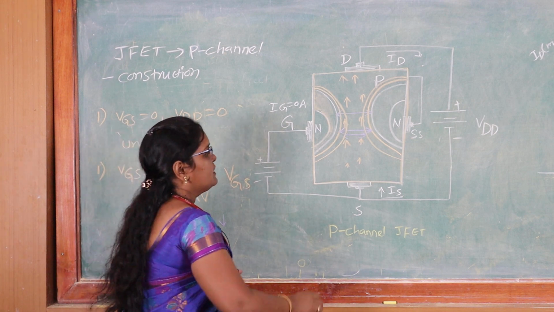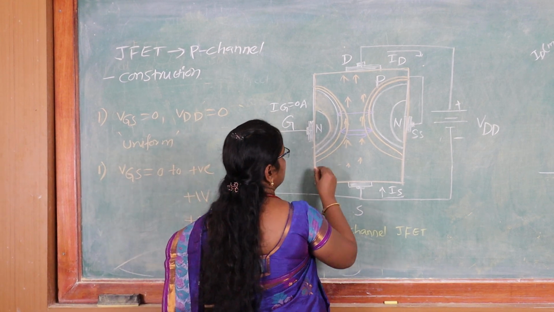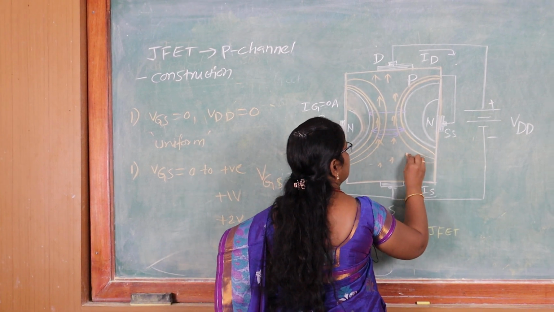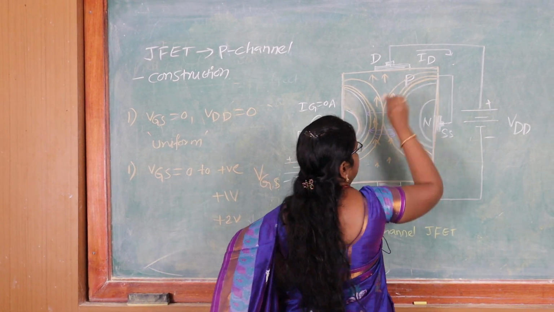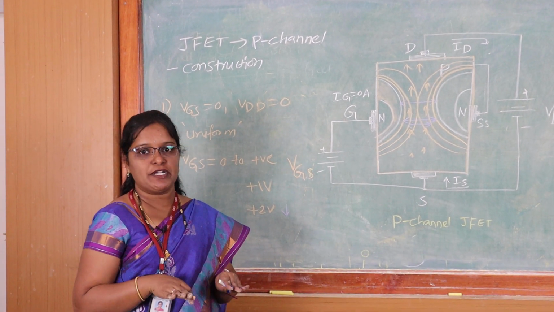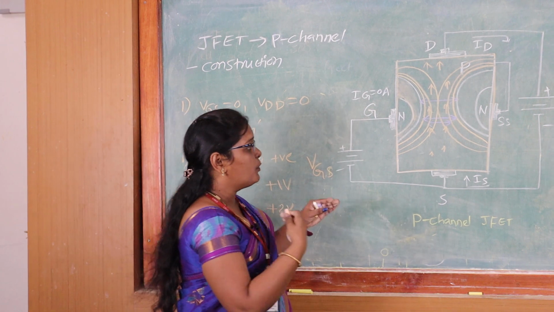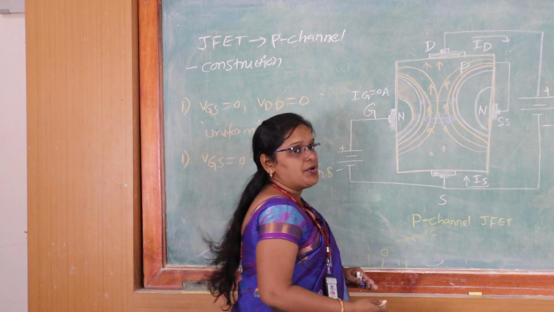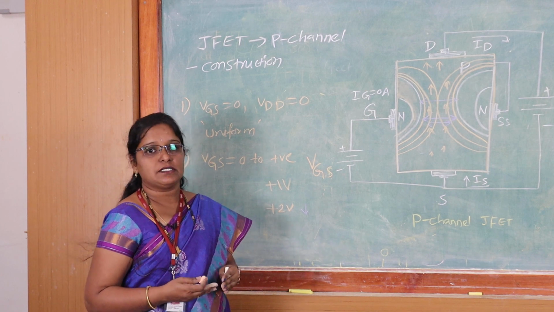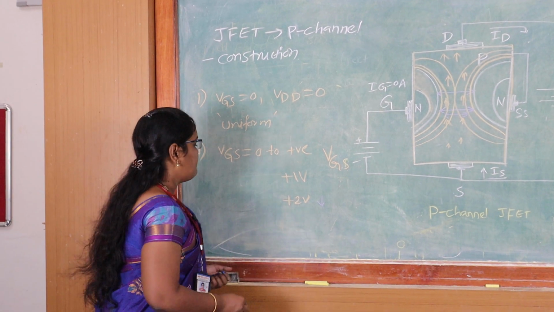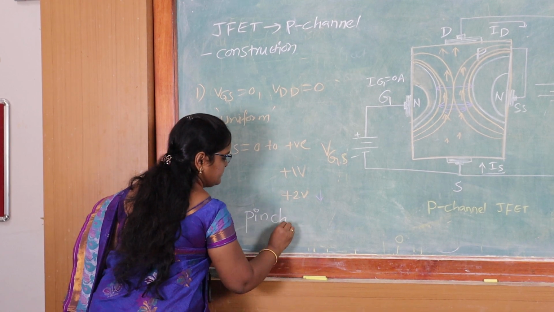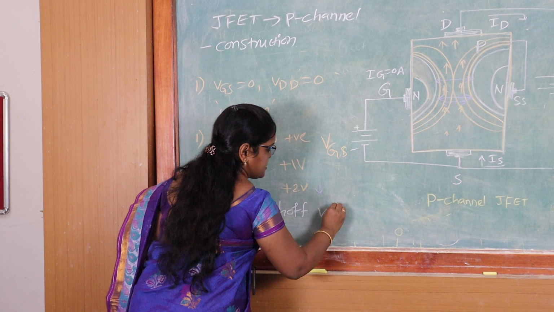If you continue this process, it reaches a particular voltage at which the channel is completely blocked. The channel is completely blocked, and no charge carriers move from source to drain. The voltage at which the channel is completely blocked, or pinched off, is called the pinch off voltage.